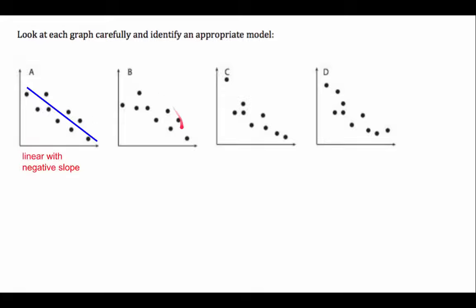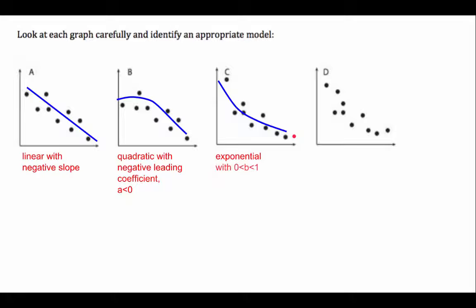If you look at B though, if I draw a straight line, it doesn't look right, right? There seems to be a bit of a curve over here. So I'm going to say that's quadratic with a negative leading coefficient, meaning A is negative. And in this particular one, it seems to be settling down this way, to my eyes. Anyway, I'm going to say that it's exponential with B between 0 and 1, meaning it's exponential decay, right?